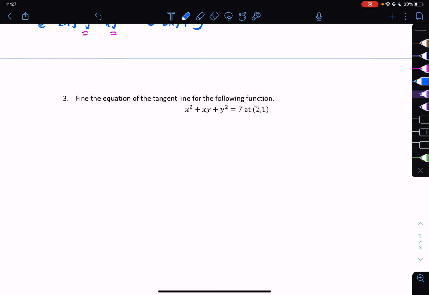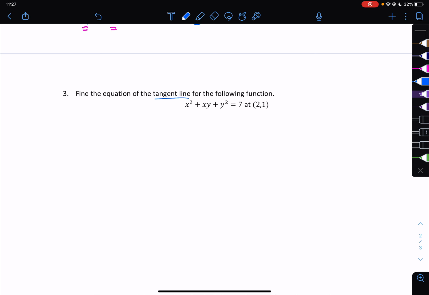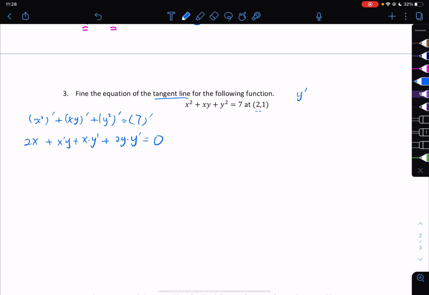So find the equation of the tangent line of the function. Essentially what you want to find is y prime at the point (2, 1), and then you just put everything back in the right position. First of all, you want to find the derivative. So you take the derivative: x squared takes derivative, plus xy takes derivative, plus y squared takes derivative, plus 7 takes derivative. So it's 2x, x prime y plus x y prime, plus 2y times y prime equals 0.